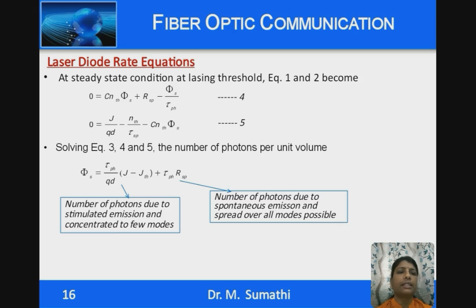Now at steady state condition at the lasing threshold, the rate of change of photons and the rate of change of electrons is 0. So substituting in the first two equations and solving the expressions, we get the number of photons per unit volume phi s is equal to the number of photons due to stimulated emission plus the number of photons due to spontaneous emission. The photons due to stimulated emission are concentrated to a few modes, whereas the photons emitted due to spontaneous emission are spread all over the modes.